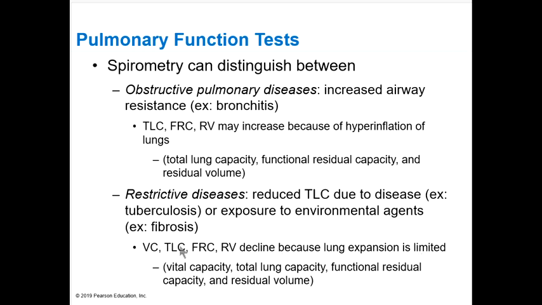So vital capacity, total lung capacity, functional residual capacity, residual volume, everything we've seen up here, but we added vital capacity, those decline with a restrictive respiratory disease.